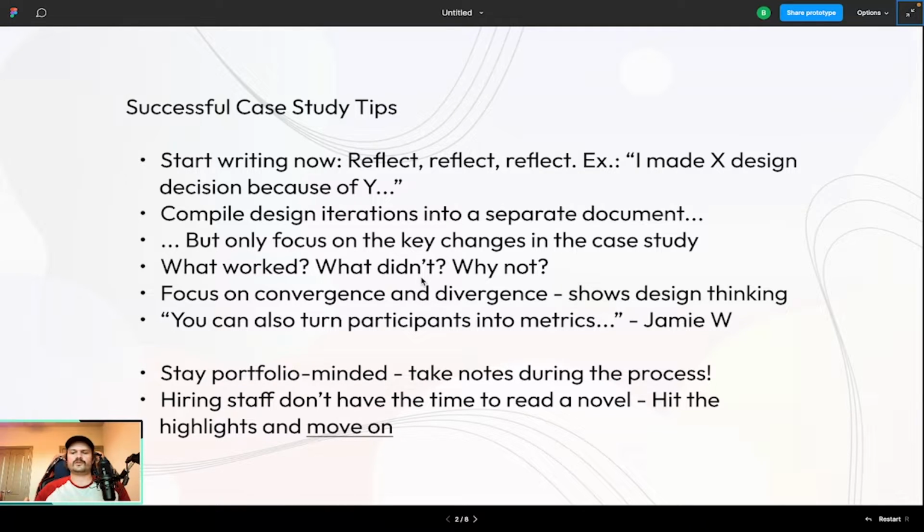You want to show how you came up with all those ideas, and then also how you were able to converge on a single idea or one or two key ideas. In what way did you separate the wheat from the chaff as far as design decisions are concerned? How did you decide what works best, what doesn't work best?